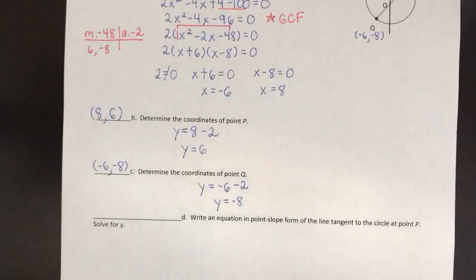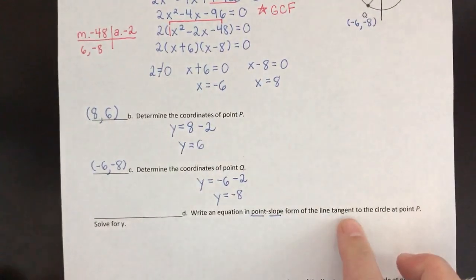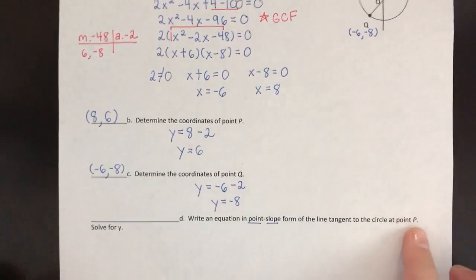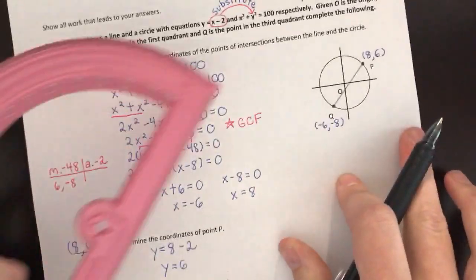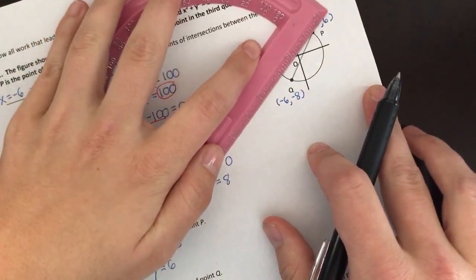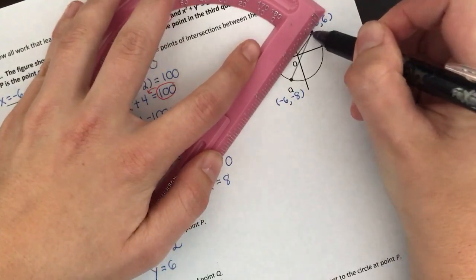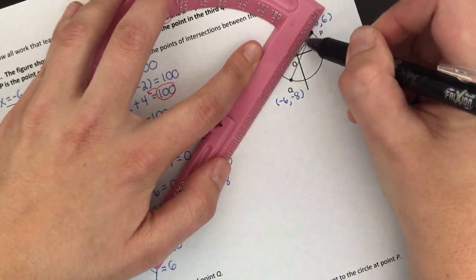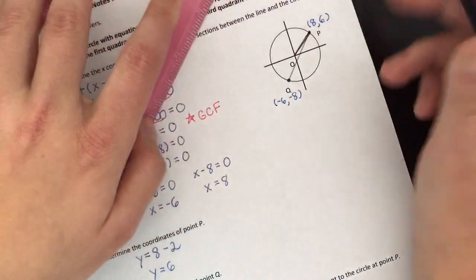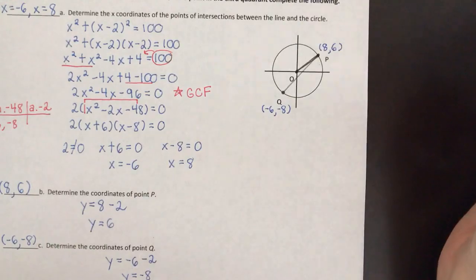Okay. So part D, write an equation in point-slope form of the tangent line to the circle at point P. Okay, the tangent line at point P. Well, before we even start thinking about that, we've got a couple of things we need to do. Okay, we need to draw the radius from O to P. We need to draw the radius. That's not perfect, but it'll do. Let me fix it a little. Okay, so we have drawn the radius from O to P.